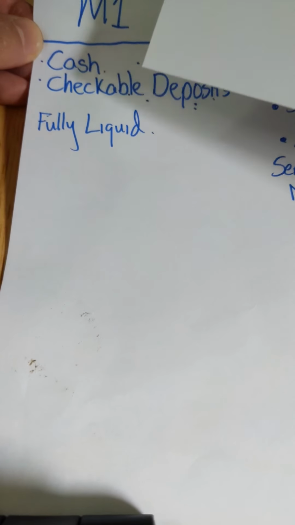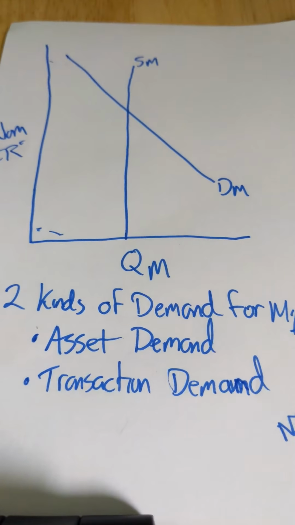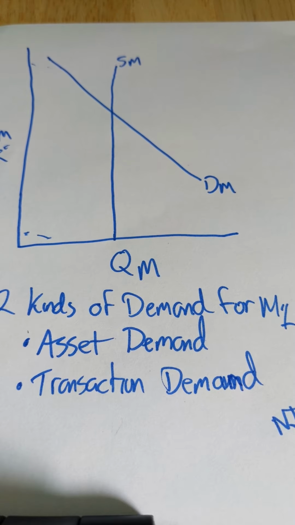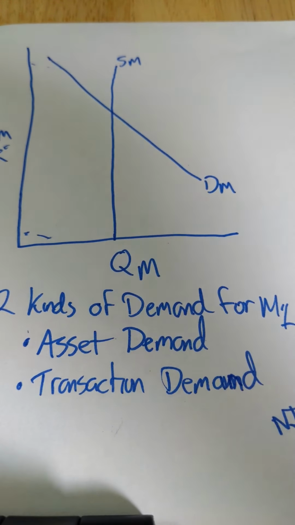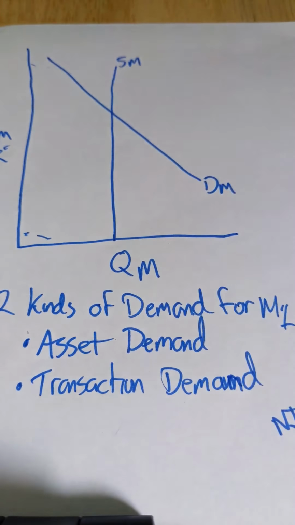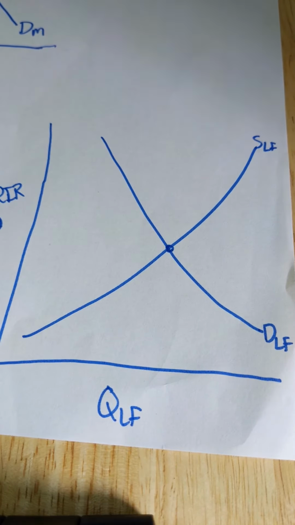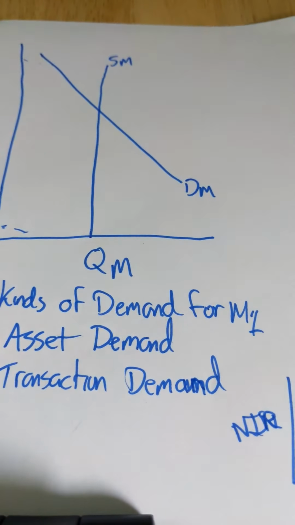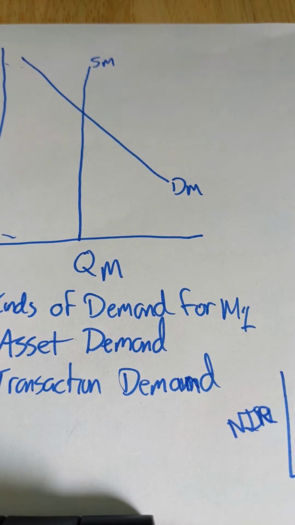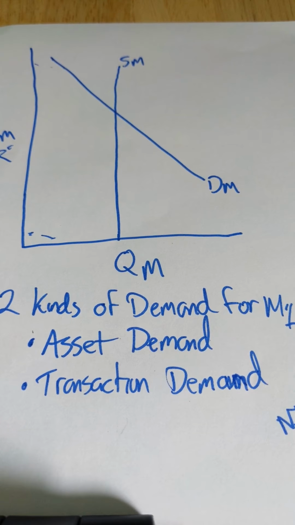So if I take my cash and turn it into a checkable deposit, I'm not changing the supply of money. So interest rates will affect the composition of the money supply. There'll be more loanable funds and less liquid cash, but it won't affect the overall money supply. The overall money supply is going to be affected by the Federal Reserve.